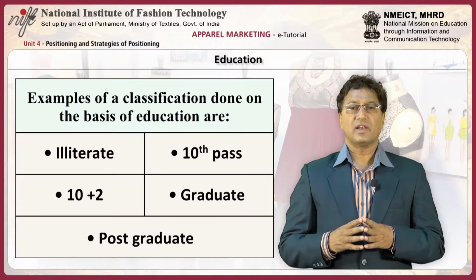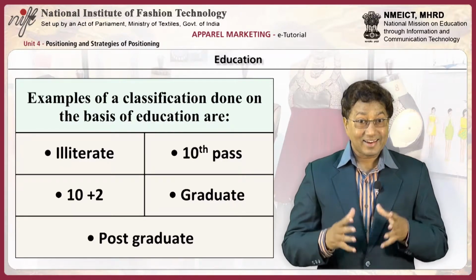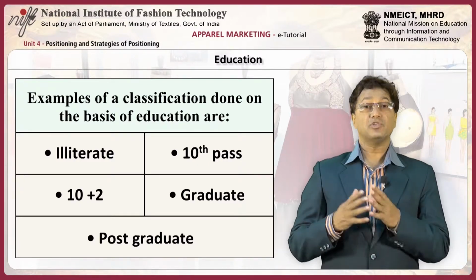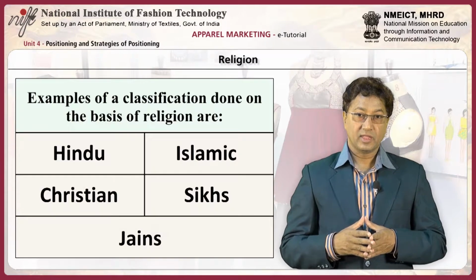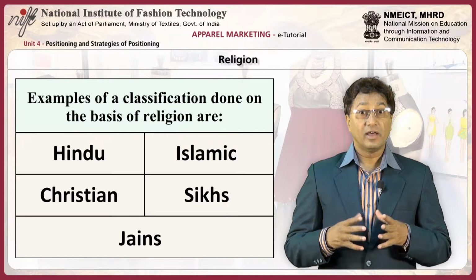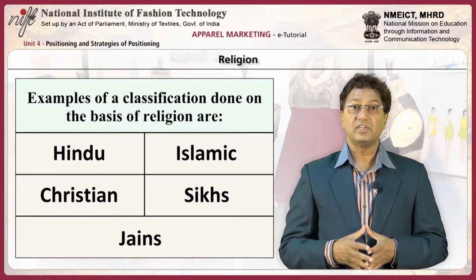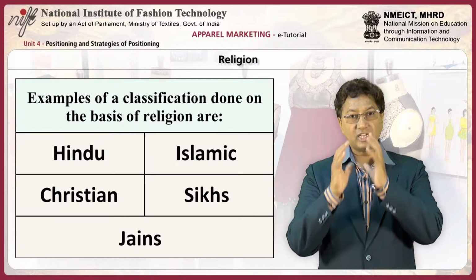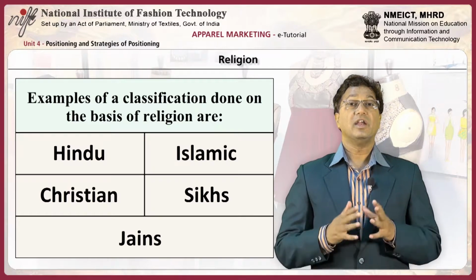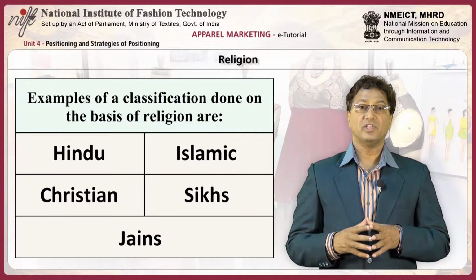The examples of classification done on the basis of education are illiterate, 10th class pass, 10 plus 2, graduates, postgraduates, etc. Now let's come to the examples of classification done on the basis of religion: Hindu, Islamic, Christian, Sikhs, Jains, etc. Because each religion sometimes prescribes, particularly for some occasions, a particular dress code. Hence, the needs and wants differ, sometimes even based on the religion.